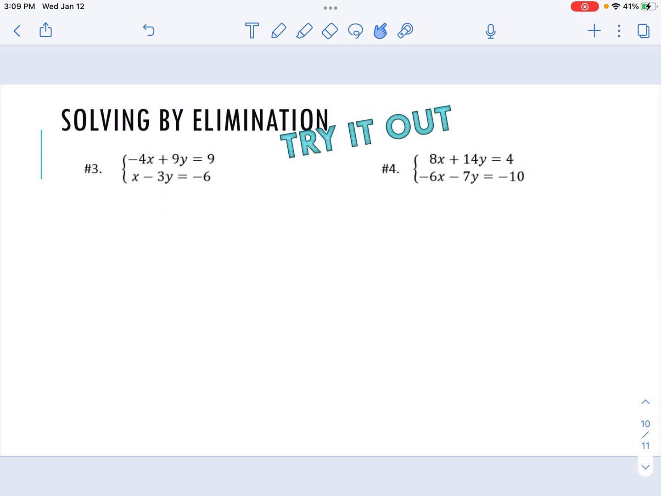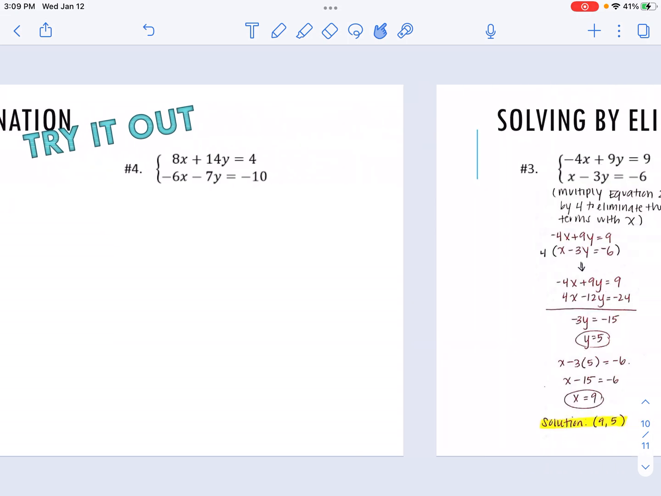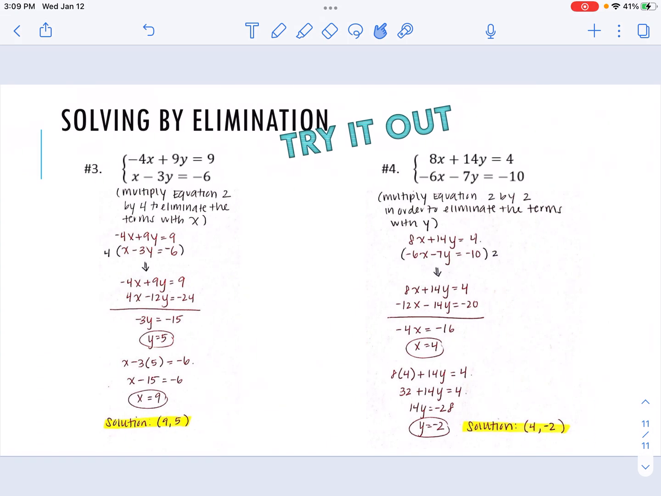All right, at this point, hopefully you've done number 3 and number 4. Like TV magic, number 3, your answer should be 9, 5, and number 4, your solution should be 4, -2. Now, as you check your work, you might notice that my work or my strategy might be very different than yours. So if you have an incorrect answer, you're going to want to make sure that you really distributed the negative correctly. That's the major error I typically see with elimination.